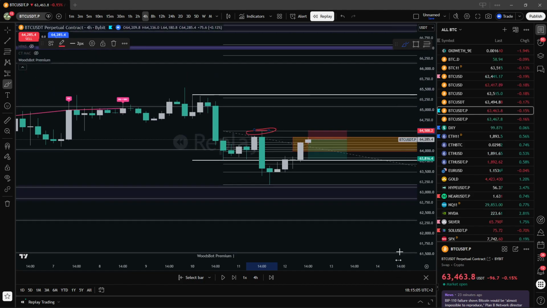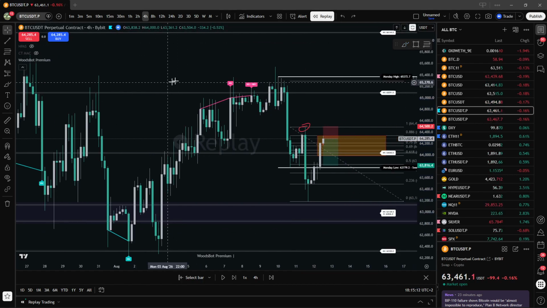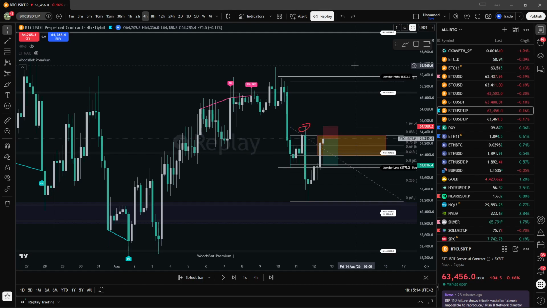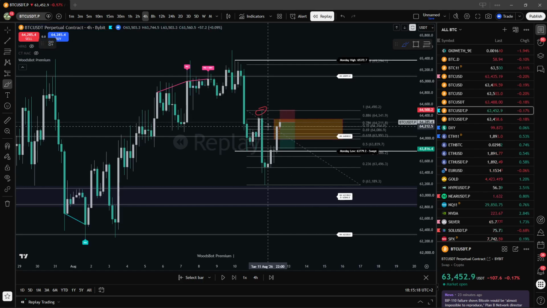If you just look at the market structure, it's trending down, right? And if this trend continues, Bitcoin should respect the market structure, meaning that it should form a lower high right here. It should form a lower high, and this is exactly what happened.